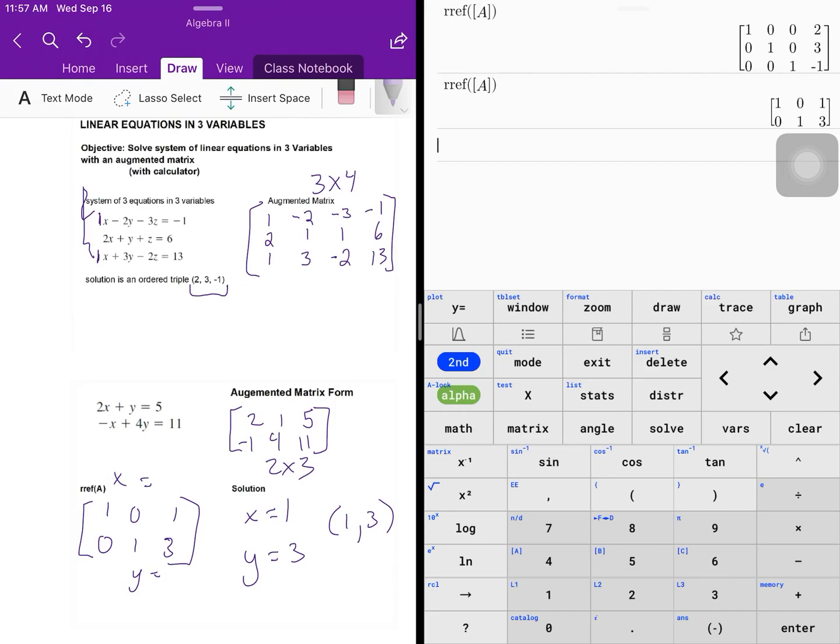There are more of these that are in the video or in the notes. You can work through them, check them out. I've got a longer video that you could watch as well. But this is how to use the calculator and how to solve a matrix using row reduced echelon form.